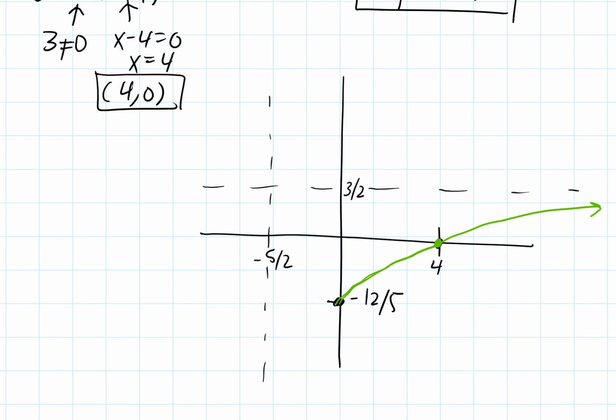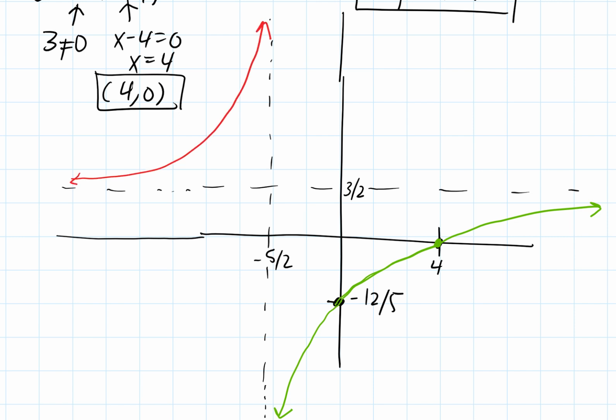Okay, and now if I move to the left of negative 12 fifths, I'm also going to approach this asymptote, this time the vertical asymptote. So I'll get closer and closer there. Now on the left side of the vertical asymptote, there are a couple options. Either I'm going to be above the horizontal asymptote, it'll look like this red piece, or I'll be below.